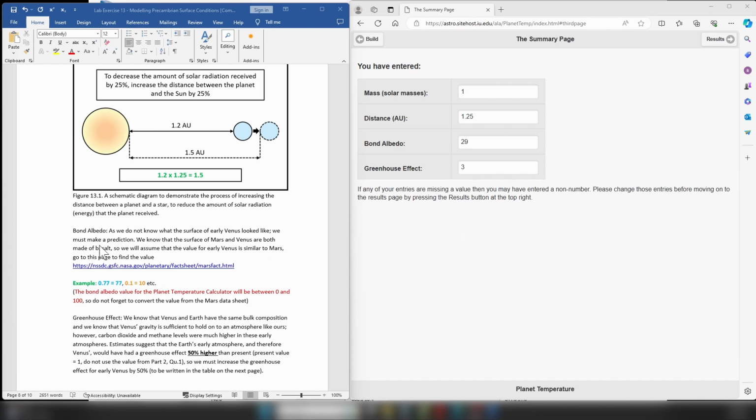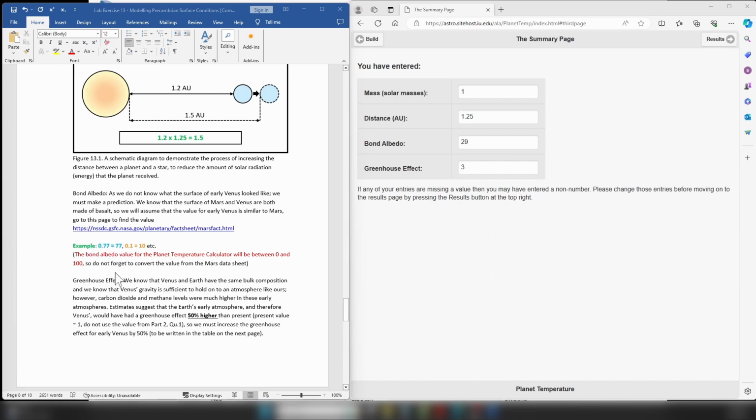So if you use this hyperlink right here, it's going to take you to a fact sheet for Earth and Mars. And as part of that fact sheet, it's going to give you the bond albedo for both planets. So what you need to do is find the bond albedo for Mars. And this is the important part. You need to convert it to a percentage.